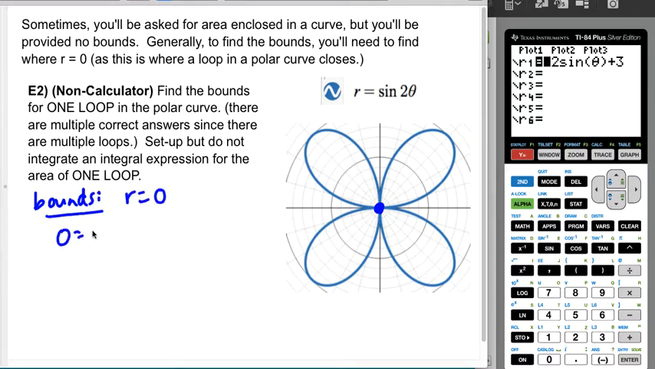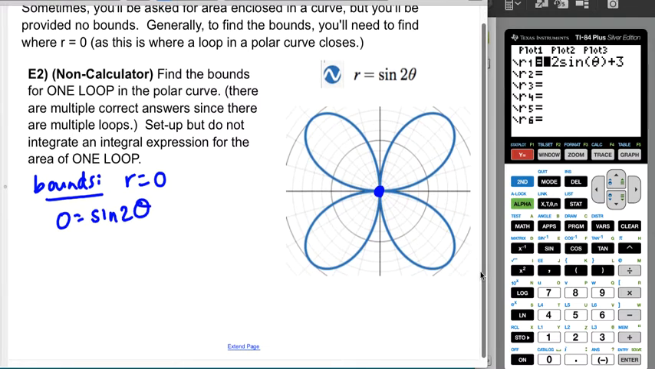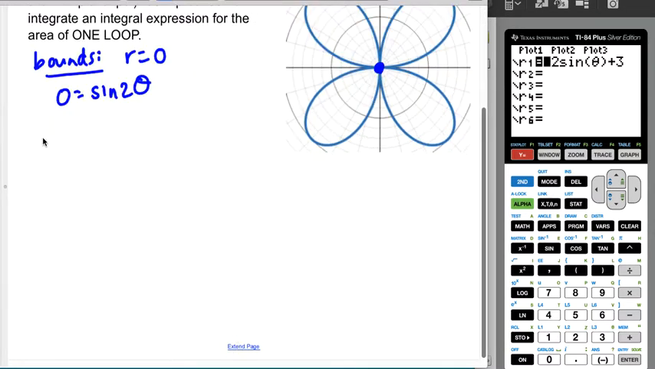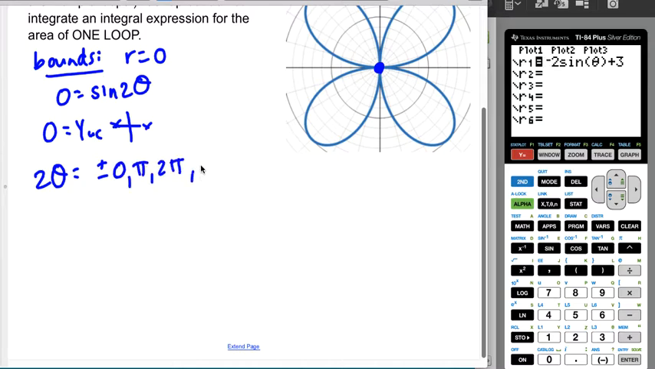So 0 equals sine of 2 theta. There are two ways to do this. Option 1 is to say, oh, the 0 is the y on the unit circle. That happens at these spots here, right? So essentially my 2 theta is going to be plus or minus 0, pi, 2 pi, 3 pi, et cetera. So my theta is plus or minus 0, pi over 2, pi, etc., right?